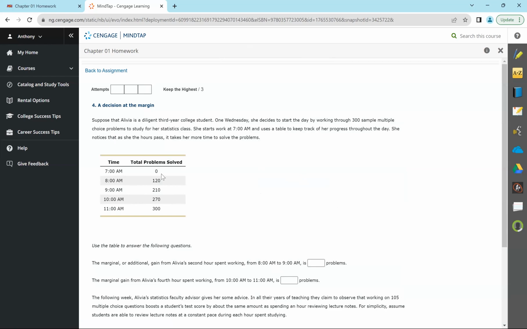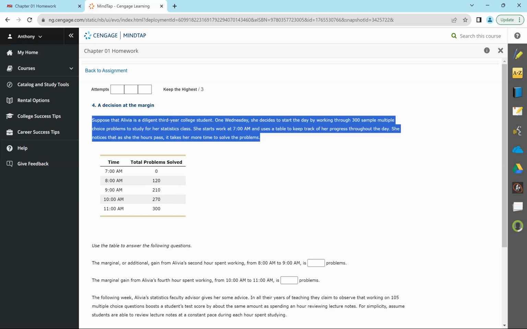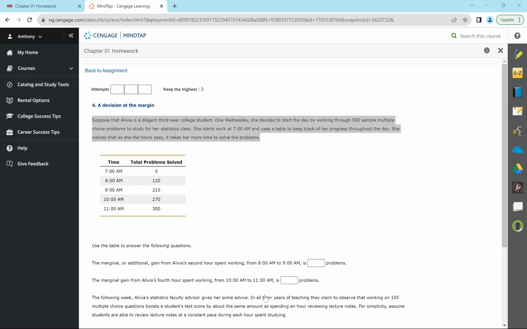So if you didn't notice here, she solves a lot in the first hour, 120, then only 90 in the second hour, 210 minus 120, then only 60 in the third hour, and then only 30 in the final hour. So the answer here is the marginal or additional gain from the second hour spent from 8 to 9. Basically, it's how much more is she solving, I'm pretty sure just the difference between those two, but I never feel good going that direction. So I'm gonna definitely check this in Chegg. Make sure you look for thumbs up answers if you're going this route. A lot of people submit things that aren't any good.